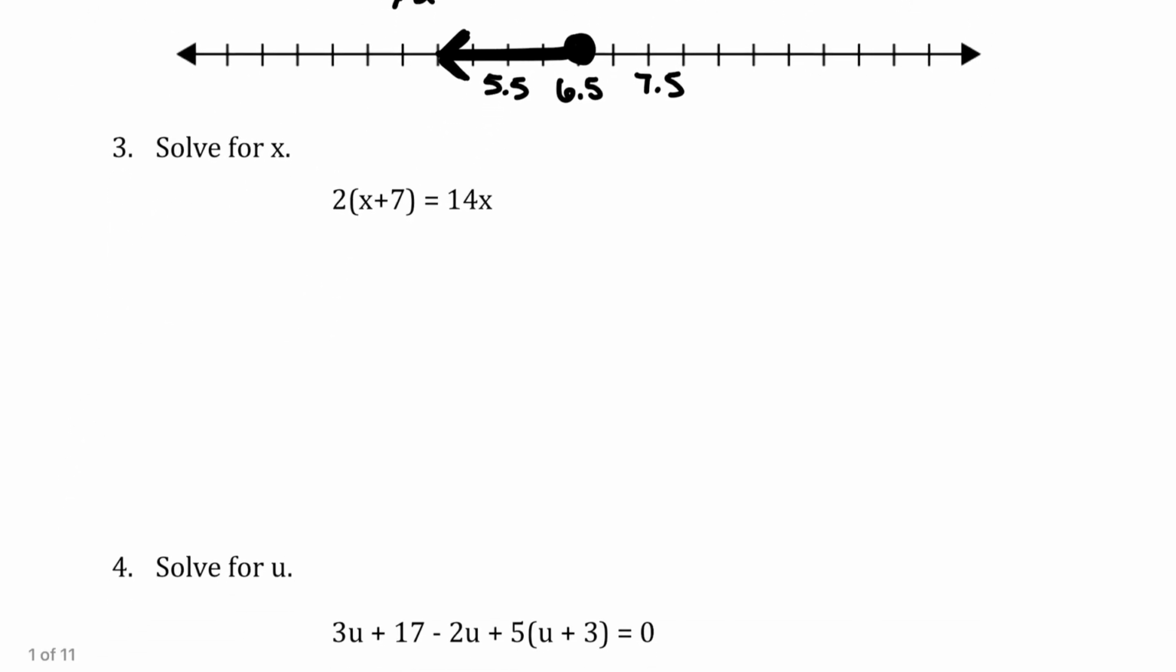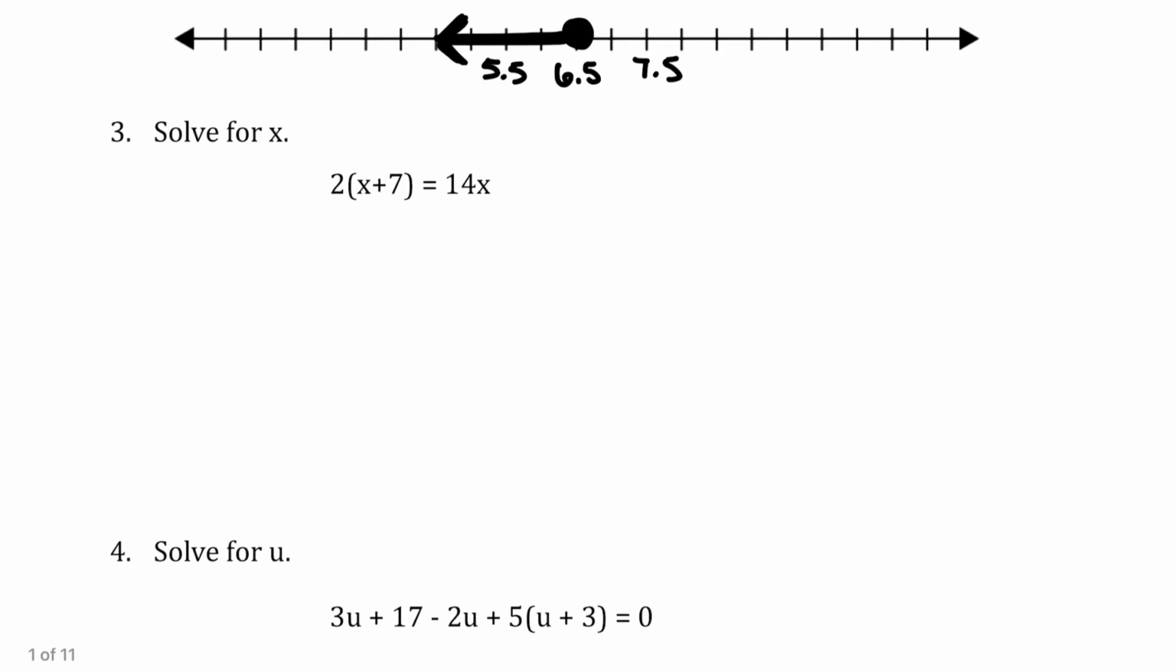All right, and now we're moving on to some distributive property. Number 3 is solving for x, but we have 2 in parentheses, x plus 7, equals 14x. So our very first step always, even with the 2 problems beforehand, is to check to see if we need to distribute. And we do in this case.